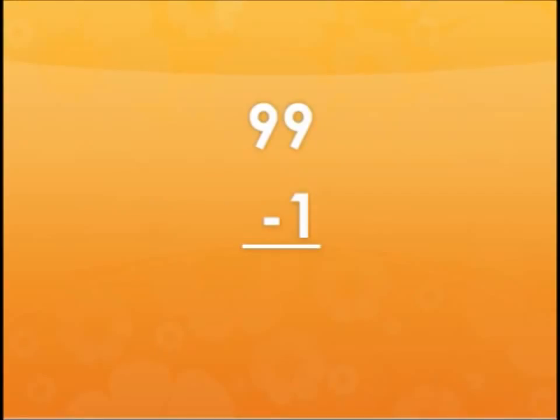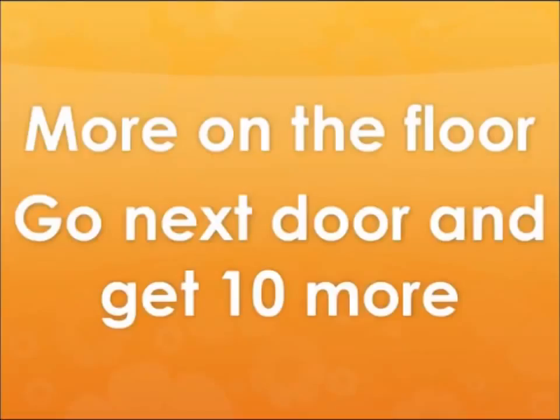So let's start with this problem, 99 minus 1. We're looking at the ones place value for all of these problems. And in this problem, 9 is bigger than 1, so there's no need to stop. So you can just subtract 99 minus 1 like a normal subtraction problem.